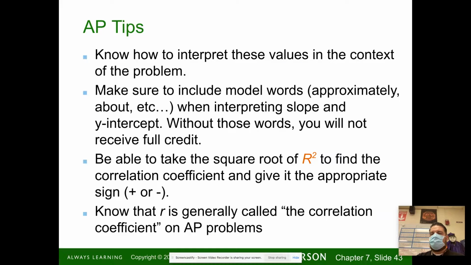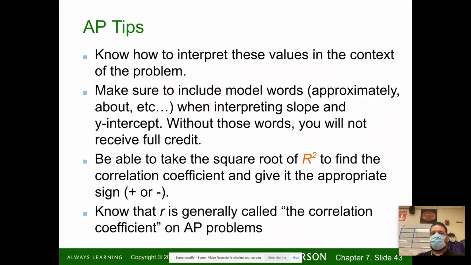If you say we're talking about observed and predicted values, when you use that terminology on the AP exam, it really solidifies your knowledge of that content. Without those words, you will not receive full credit. So just writing the equation is not enough. You have to identify which one's the slope, which one's the y-intercept.